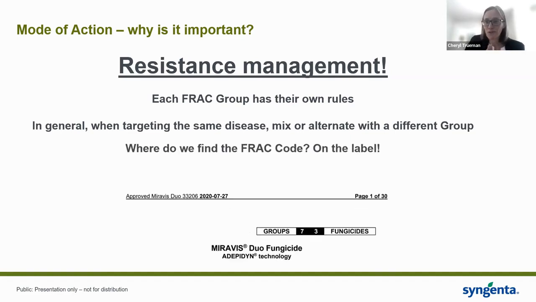If you do not know where to find the FRAC code, the easiest place to find it is on the product label. On the first page in the upper right-hand corner on Canadian labels, it will always show you the FRAC codes. So this is an example from Ravis Duo where you have a 7 and a 3.